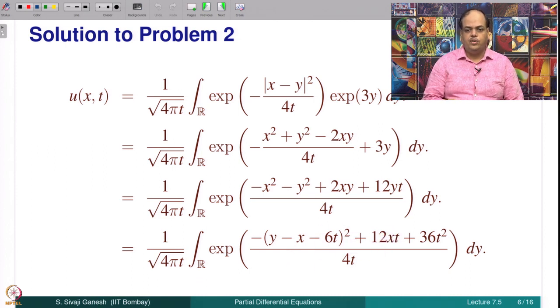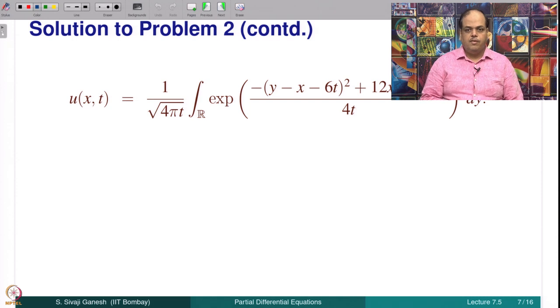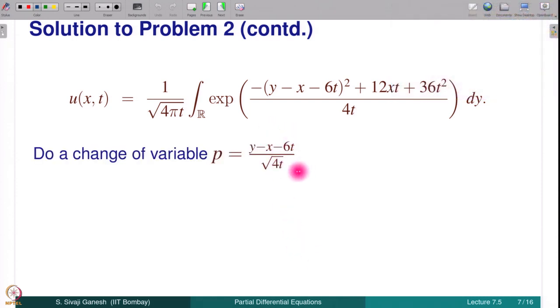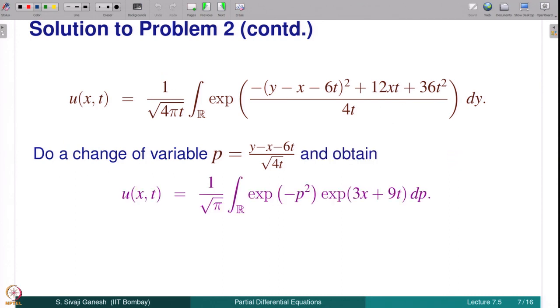The advantage now is that I am going to set y minus x minus 6t by root 4t as p. Then the first term by 4t simply becomes p square, e power minus p square, and what remains is 12xt by 4t, 36t square by 4t. So, this is e power minus p square, and what remains here is 12xt by 4t is 3x, 36t square by 4t is 9t, and dy. 1 by root 4t is your dp, from here dp is 1 by root 4t dy. So, this is exactly same as this.